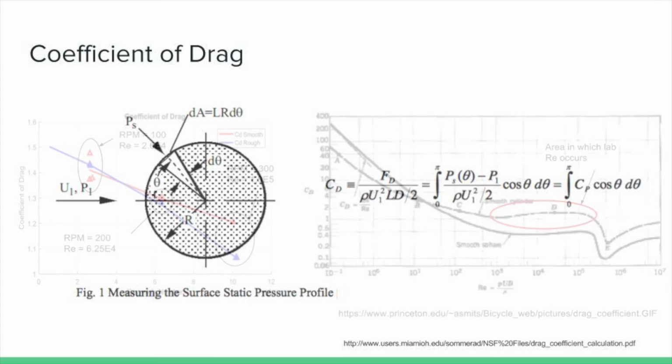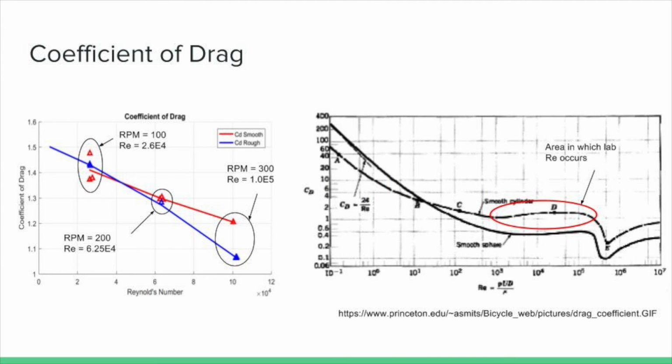In the coefficient of drag plot made from the lab data, it can be seen that the coefficient of drag does not vary too much between clean and rough runs until the higher Reynolds number at 300 RPM. At this Reynolds number, there is a distinct difference between the coefficients of drag. The coefficient of drag for the clean run is approximately 1.2, while the coefficient for the rough run is approximately 1.05.